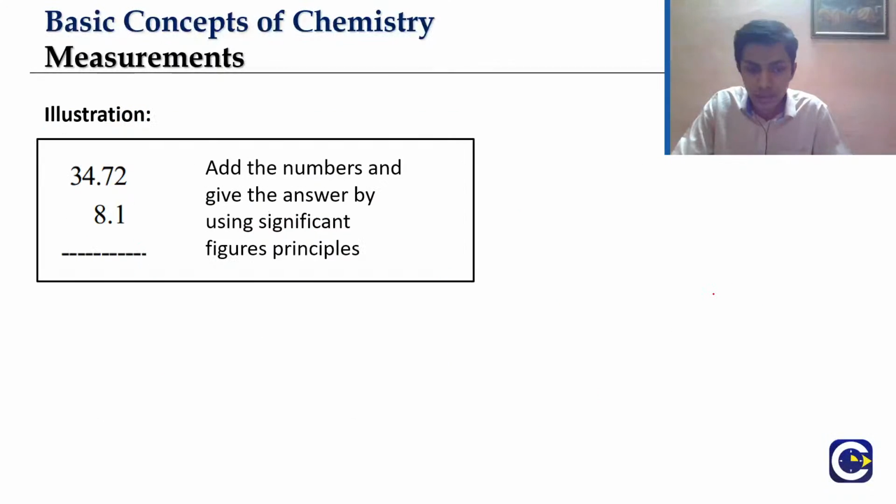This is a question for all of you. Can you try this and tell me the answer? 34.72 plus 8.1. How much will you get? Yes, quick.